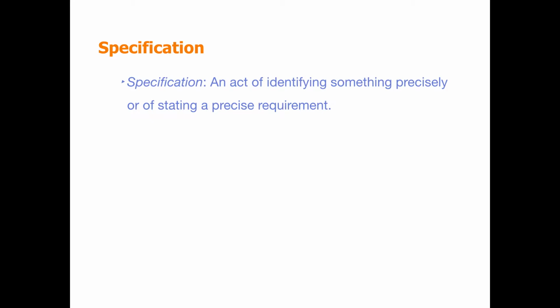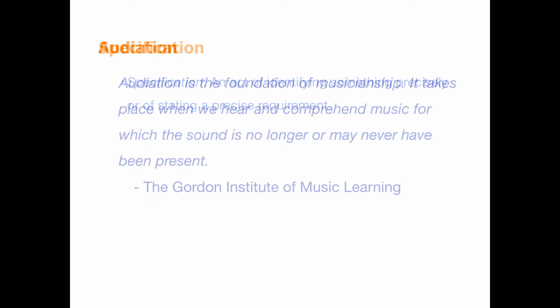Specification maybe doesn't need to be defined, but I will give a formal definition here. The act of identifying something precisely, stating a precise requirement. This is something that we do often in algorithmic composition, or in programming in general, which is to make a specification for something to occur, of course.